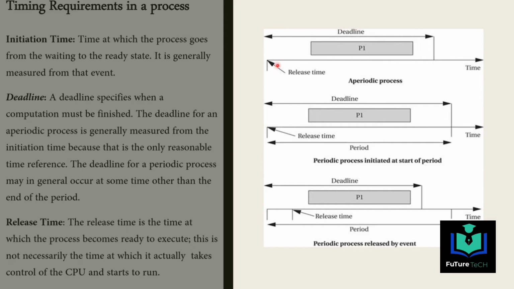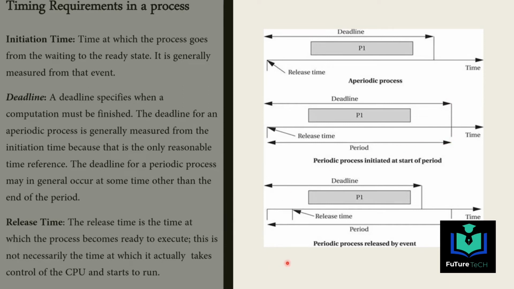Here you can see there is no such period because it is aperiodic. So the deadline can be finished after the initiation time. But in the periodic process, what happens? In the periodic process, it depends upon the time, the deadline. As soon as the deadline is finished, the period is also completed.